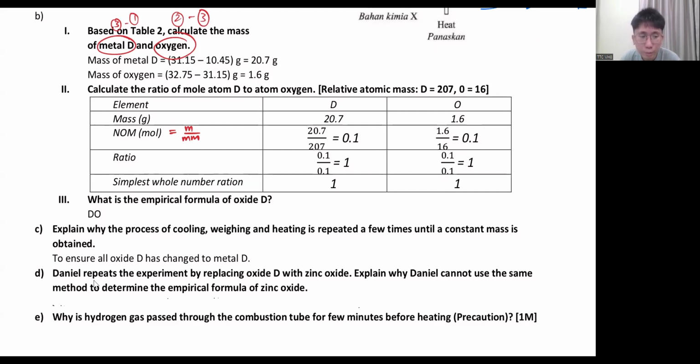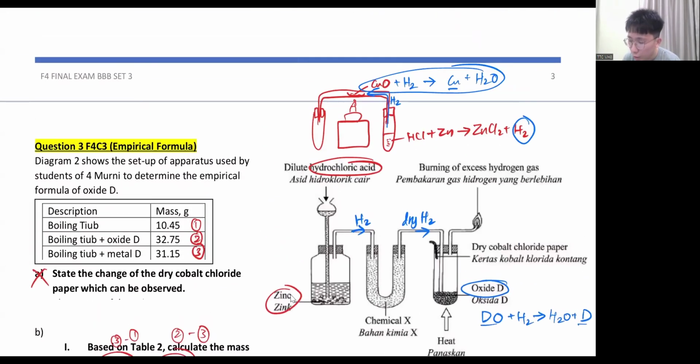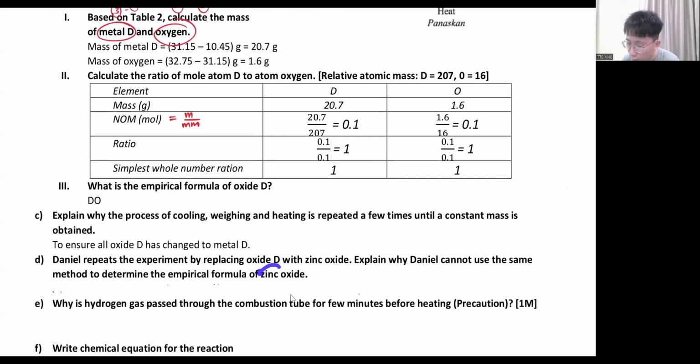Okay, and then Daniel repeats the experiment by replacing oxide D with zinc oxide. Actually, why can Daniel not use the same method to determine the empirical formula of zinc oxide? So guys, the reason why we have two different experiments is because both experiments cannot actually be used for each other. The reason why this only works on copper oxide is because hydrogen is more reactive than copper, but definitely less reactive than zinc. So we can say zinc is more reactive than hydrogen, or you can say zinc oxide cannot be reduced by hydrogen gas.